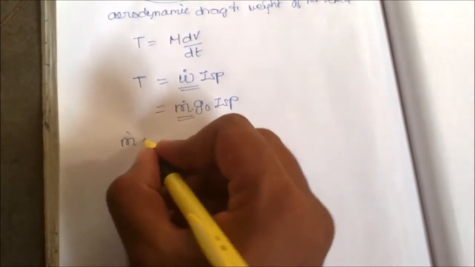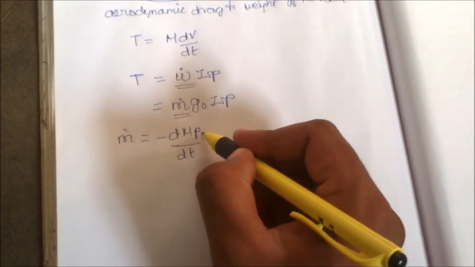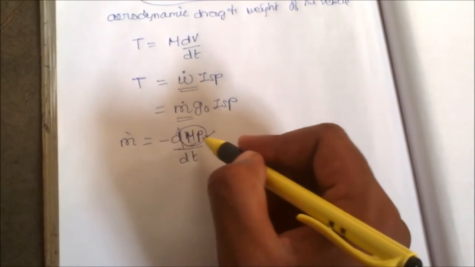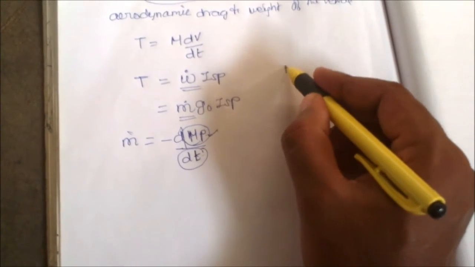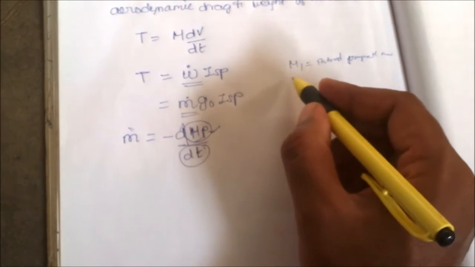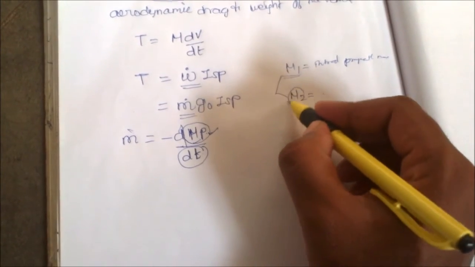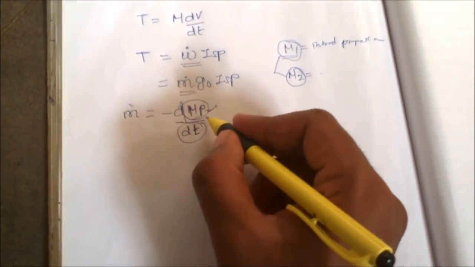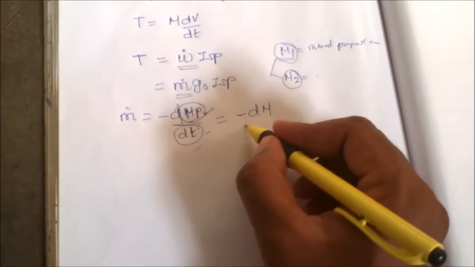So m dot can be written as minus dmp by dt, because the mass of the propellant will reduce every time with respect to time. Suppose we took m1 as the initial propellant mass, then m1 will decrease after a certain time and become m2. So m2 will be lesser than m1. This change in the mass of propellant will change the vehicle's mass. You can also write this term as minus dm by dt.